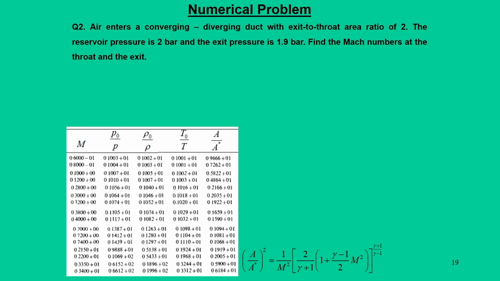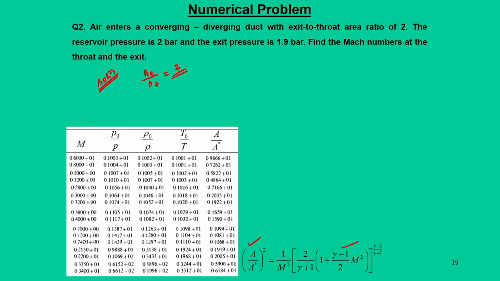The second problem is another interesting problem, where air enters a converging diverging passage with exit to throat area ratio 2, reservoir pressure is 2 bar and exit pressure is 1.9 bar. So, again we have the same relation A by A star as a function of Mach number, and for that what is given, AE by AT is given as 2.